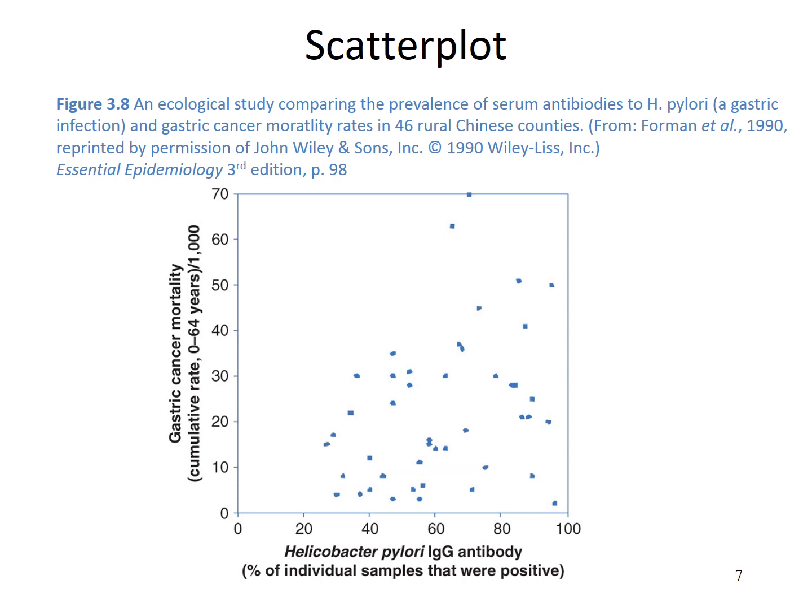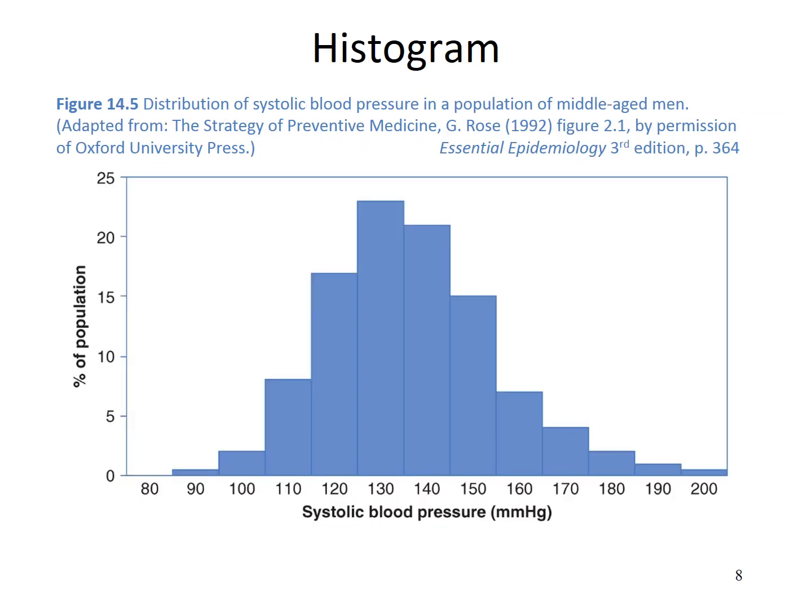What type of data is represented by a scatterplot? The answer is continuous or numerical data for both x and y variables.